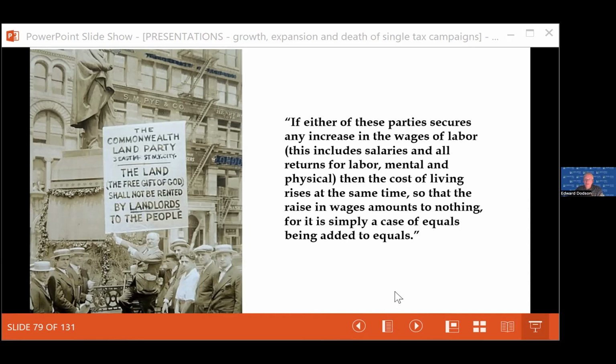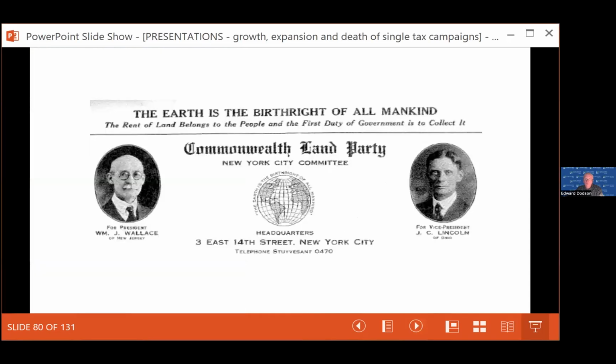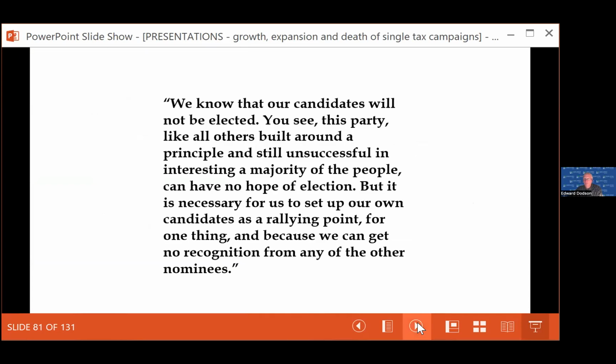So this is a very moral kind of challenge that the Commonwealth Land Party is making, and the question is whether or not appealing to people's ethics and morality will win votes. And unfortunately, we know the outcome. Well, a reporter from the Newark Star Eagle interviewed Wallace early in 1924, and Wallace explained his objectives and hopes running for president. And here's what he said.